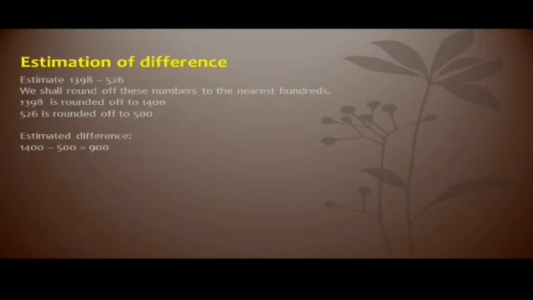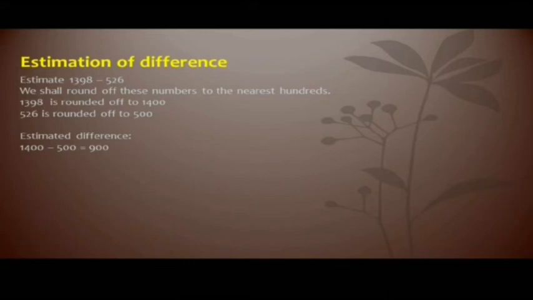For the estimation of the difference, you need to estimate 1,398 minus 526. We shall now round off these numbers to the nearest hundreds. 1,398 is rounded off to 1,400 and 526 is rounded off to 500. Now the estimated difference will be 1,400 minus 500, which is equal to 900.